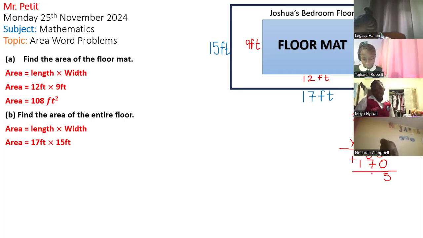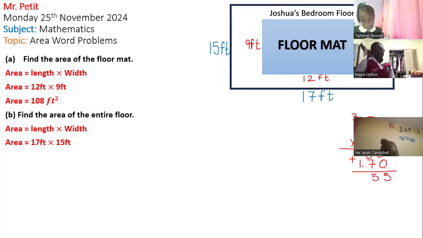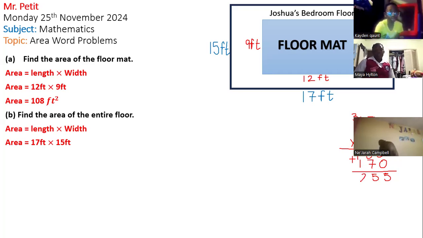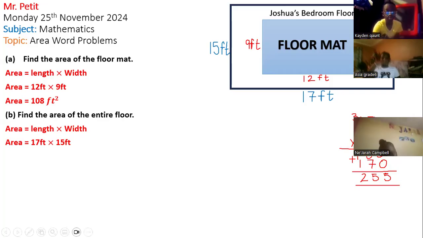15. Put the 5 down, put the 1. 5, carry the 1. Carry the 1 plus 1 is 2. Very good. So the answer is 255. So it's going to be equal to?